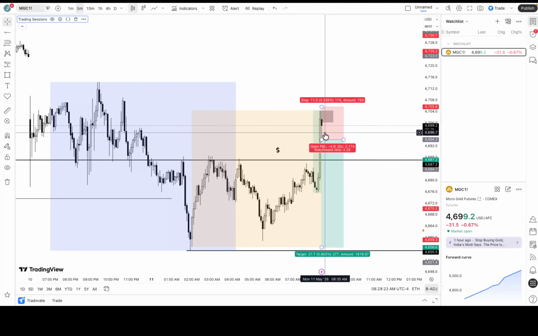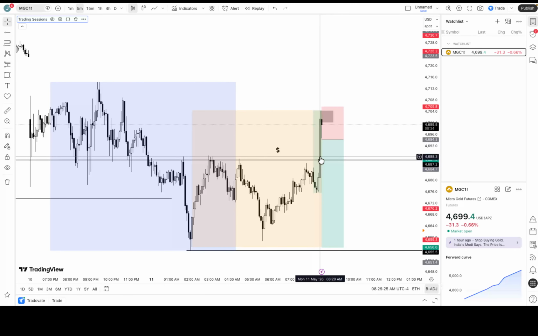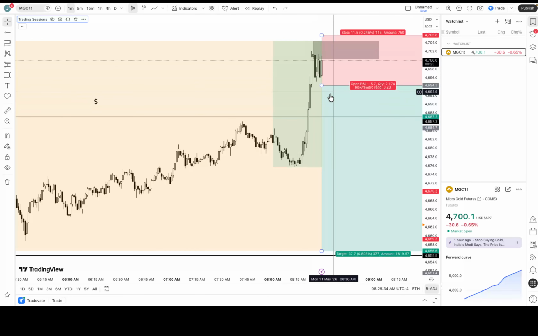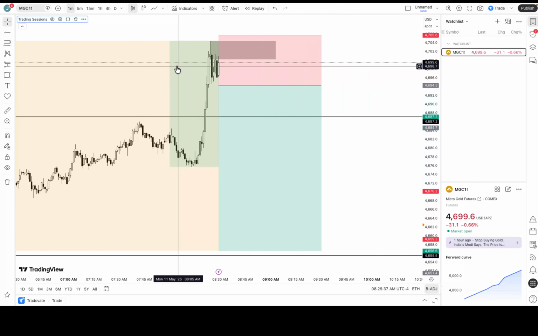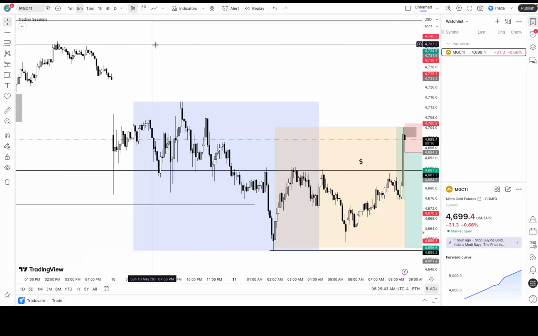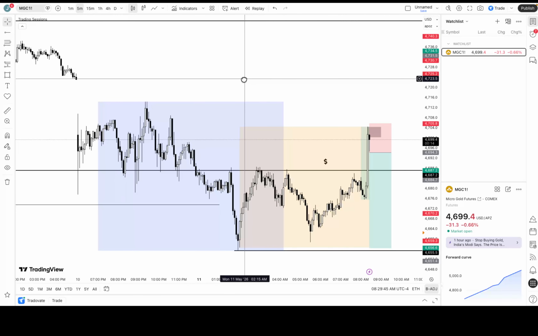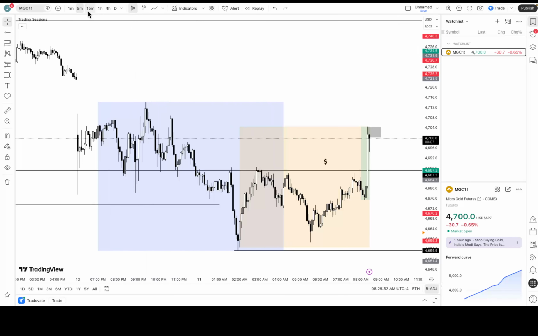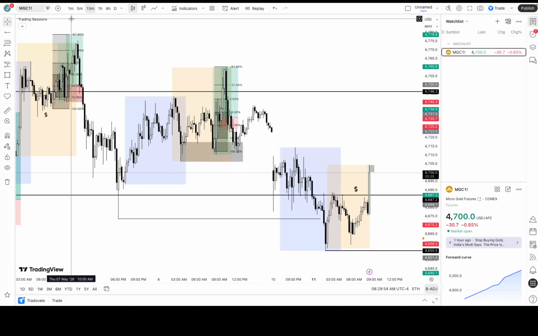The one thing I'm concerned about is if I was to look for an entry down here, price would have to push down regardless. Price would have to push down to come down here, and if it pushes down, I'm gonna see it as price continuing down. So it's kind of iffy, I'd say. But considering this, I don't even think I should be looking for sells. Just completely invalidated the whole thing.